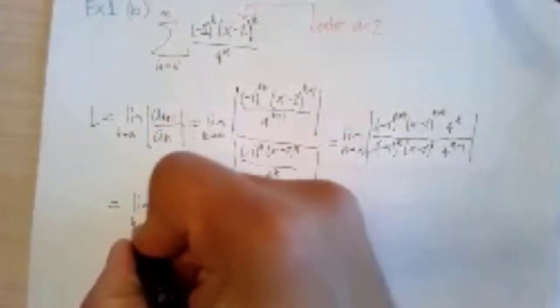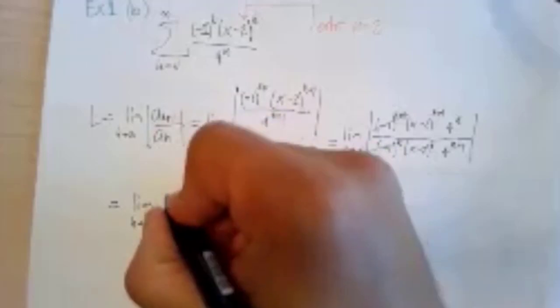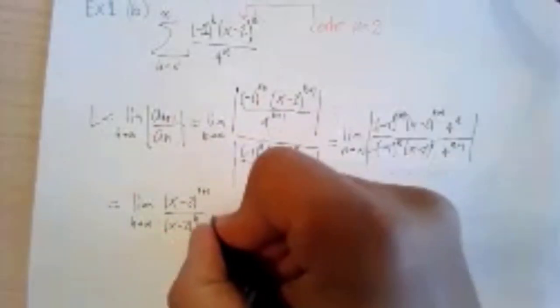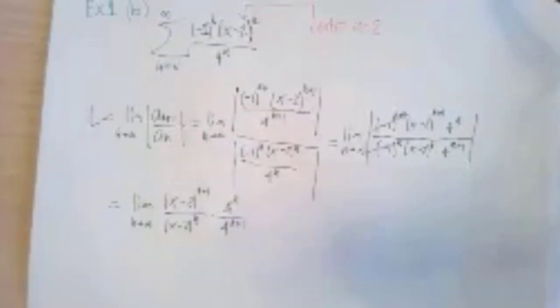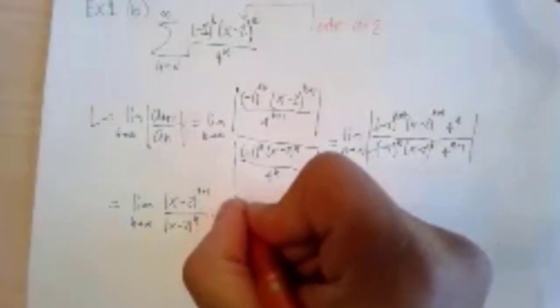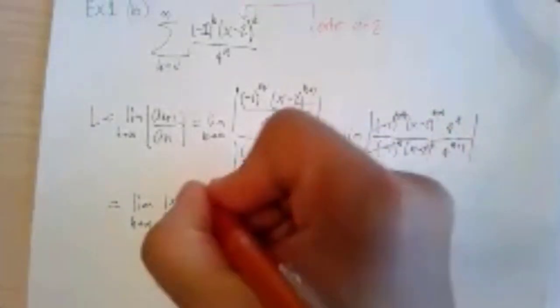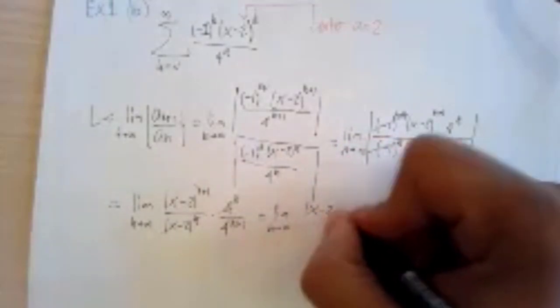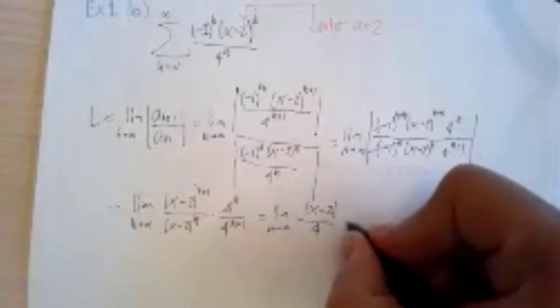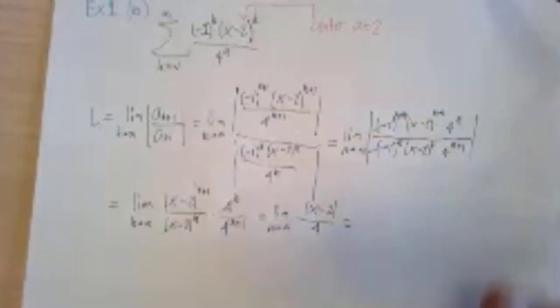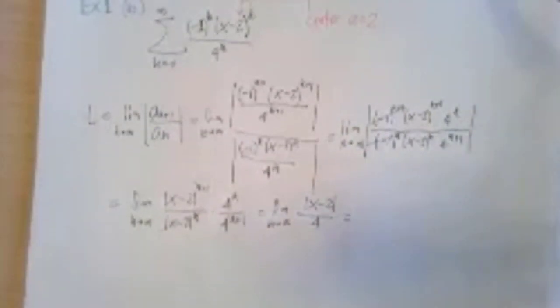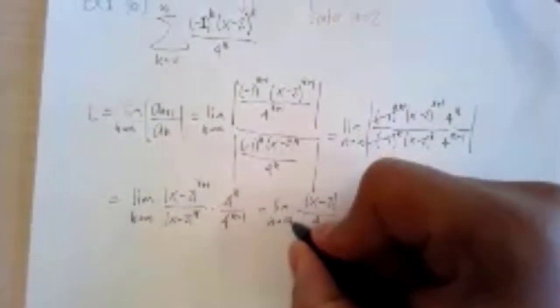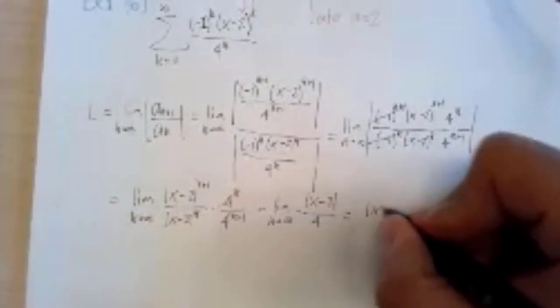This will be the limit when k goes to infinity. And now we have x minus 2 to the power k plus 1 divided by x minus 2 to the power k, 4 to the k, 4 to the k plus 1. We can now cancel this 4 to the k with this x minus 2 to the k, and then what survives is the x minus 2 and the 4. And no k's, right? Weird. So we lost the variable k, which makes this limit easy to do, right? It's just a constant. So the answer to this limit is absolute value of x minus 2 divided by 4.